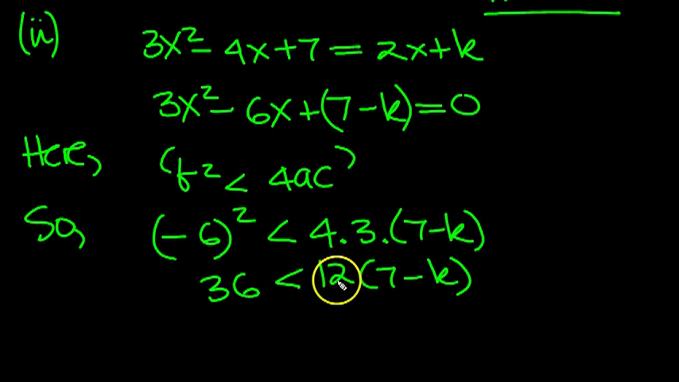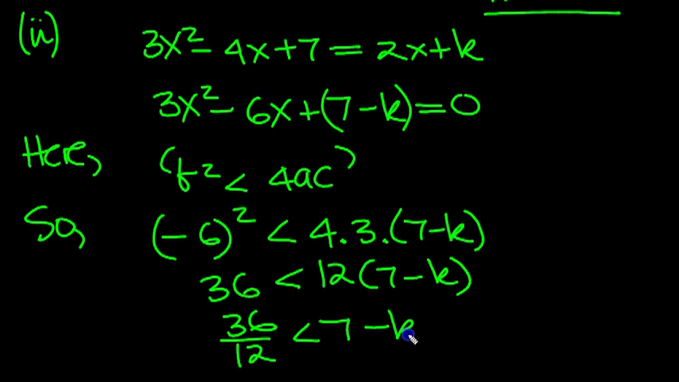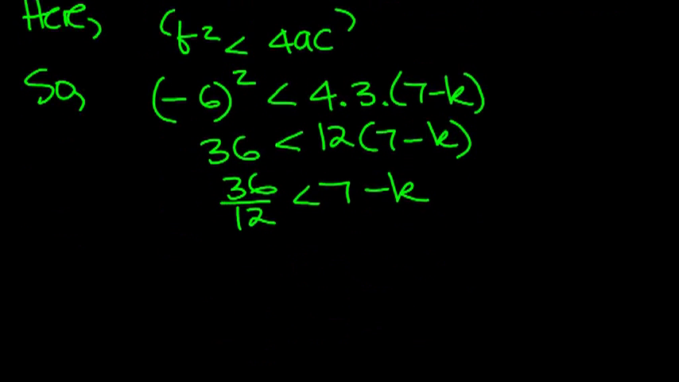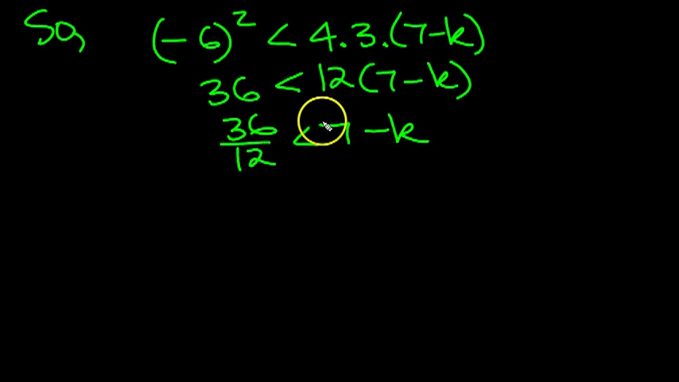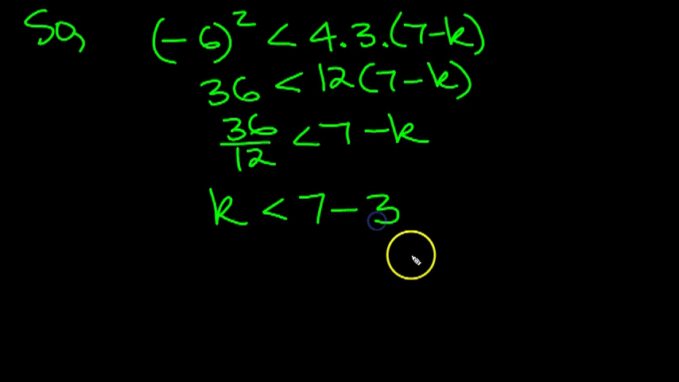So we can move the 12 underneath. Yeah, the 36, so 36 over 12 then is less than 7 minus k. And then we can move things around here. So move the k through the inequality, so flip it through there, flips a sign, is less than 7. And this is 3, isn't it? 36 over 12 is 3. And move that across and change its sign to 3. So k will be less than 4.